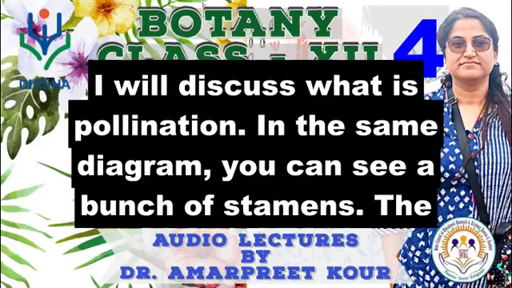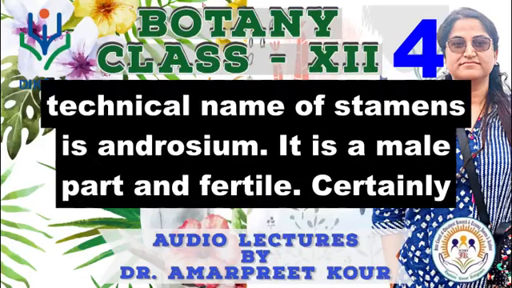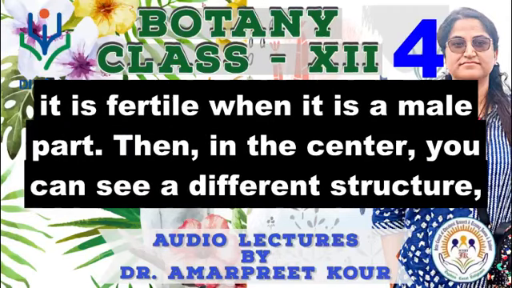In the same diagram, you can see a bunch of stamens. The technical name of stamens is androecium. It is a male part, okay, and fertile. Certainly, it is fertile when it is a male part.